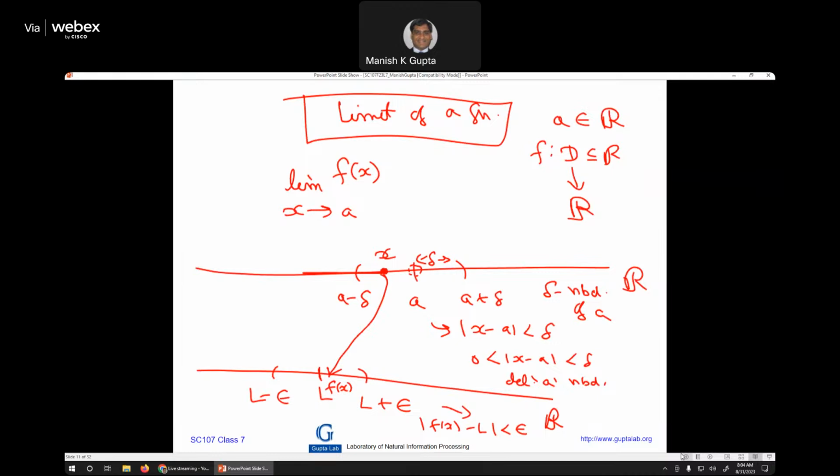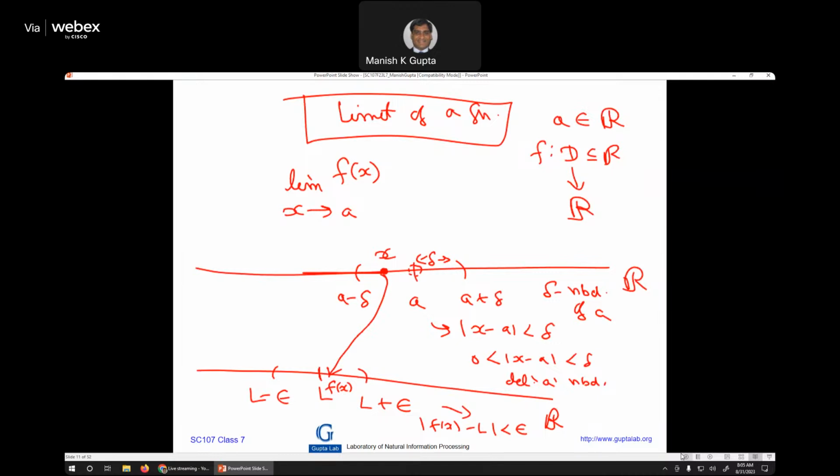So what I do, I draw a neighborhood of a. A is a point, and a minus delta and a plus delta. So delta on that side and delta on this side, right? That is a neighborhood of a. Now that means basically x lies between a minus delta and a plus delta, right? And that is nothing but the absolute value of x minus a less than delta. This is the easy inequality, right? You can just see that, because that means minus delta less than x minus a less than plus delta. And that means a minus delta less than x less than a plus delta.